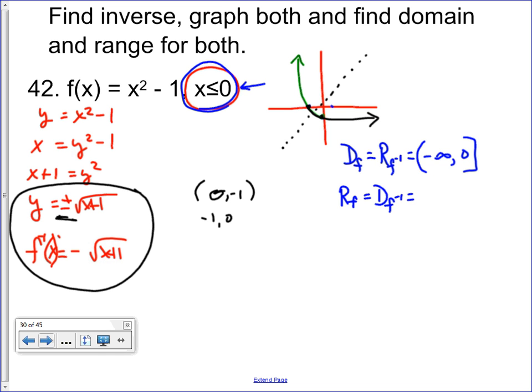Now, I need the range of f, which will be the domain of f inverse. I don't have to think about the other one. They swap. Okay? So the range of the green started down at negative 1, right? And it went up to positive infinity. So negative 1 to positive infinity, and this is included. And then let's just double check. The domain of the black, does it start at negative 1 and go to positive infinity? Well, here's the negative 1, and it goes to positive infinity.